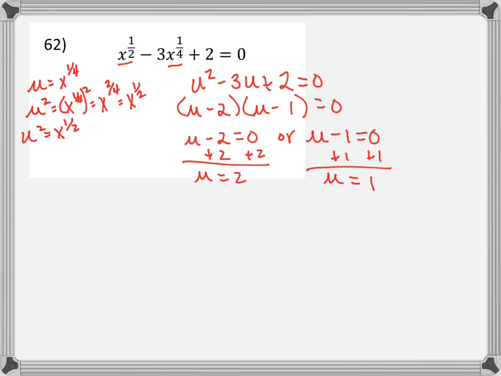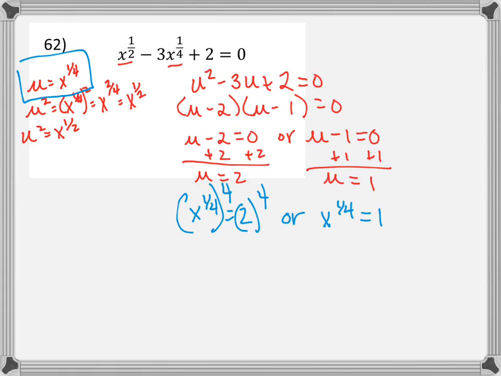Now we'll go back and replace the u with x to the 1/4 power. So x to the 1/4 power equals 2, or x to the 1/4 power equals 1. To get what x equals, we need to raise both sides to the reciprocal power. The reciprocal of 1/4 is 4. So x to the 1/4 to the 4th power is x. 2 to the 4th is 16. We'll do the same thing to the second equation, and we get x equals 1. So x equals 16 or x equals 1.